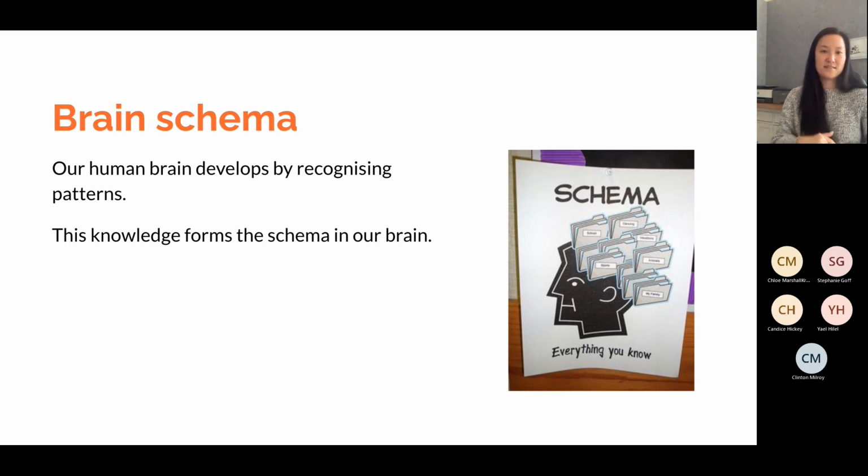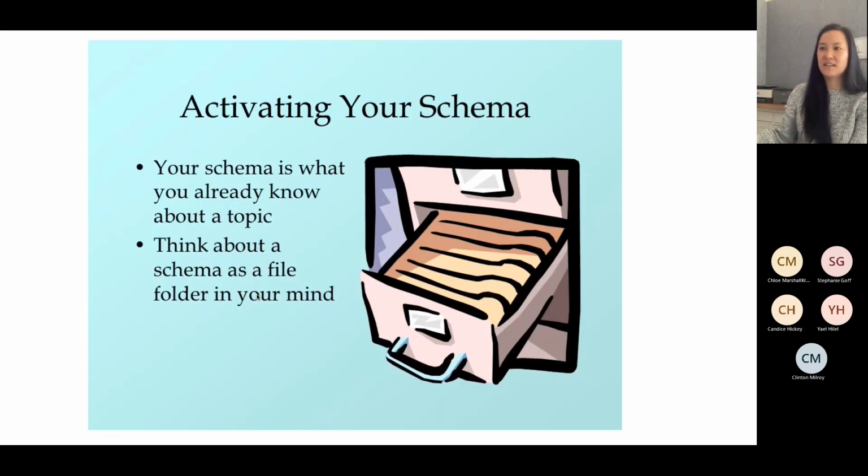As humans, our brains develop by recognizing patterns, and our brains are actually constantly seeking patterns in order to learn. If you think about the knowledge that you have in your head, a lot of it is from what it is and what it is not. And I have a little bit of an example that we'll show you.